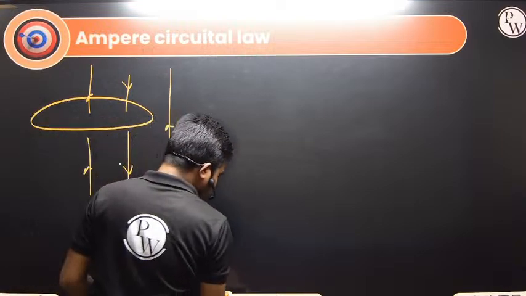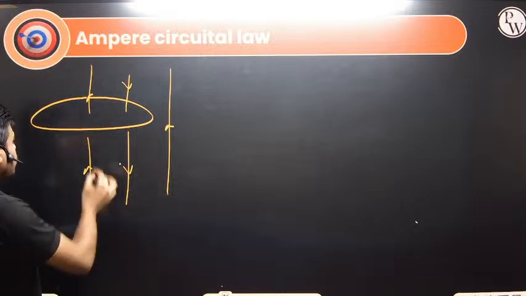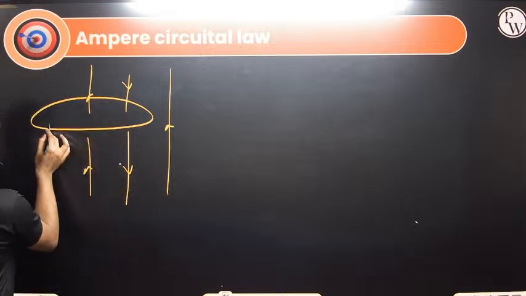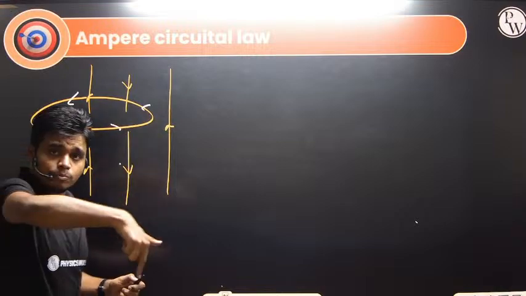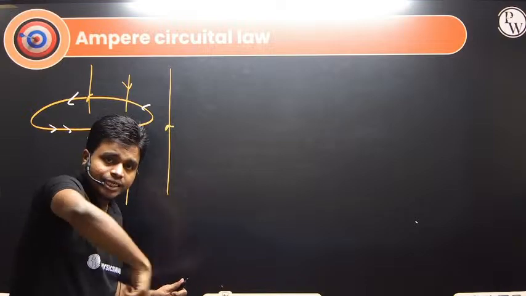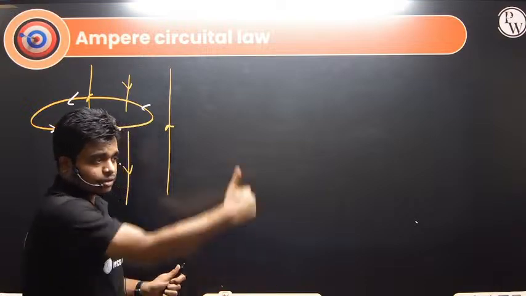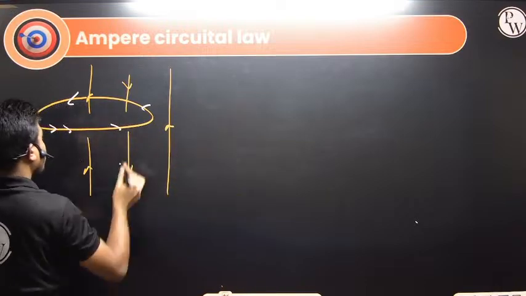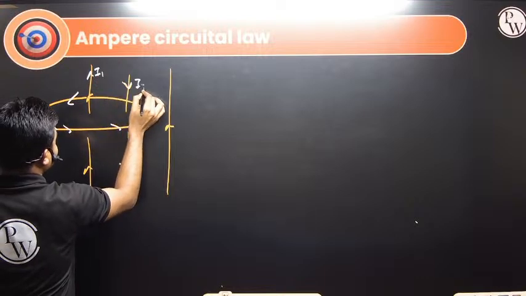We assume a hypothetical loop around these current carrying wires, this circular loop, and let's say the direction on this loop is given by this direction. If I see from the topmost side, it is moving like this. Then I rotate my fingers in the direction of that loop, and the thumb is going outside. So this direction will be taken as positive and this direction will be taken as negative.